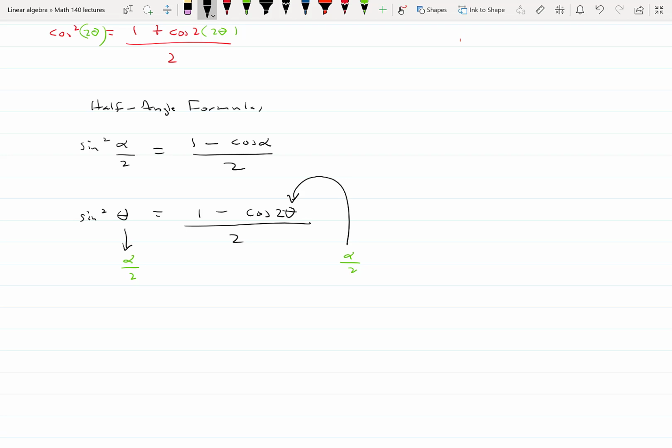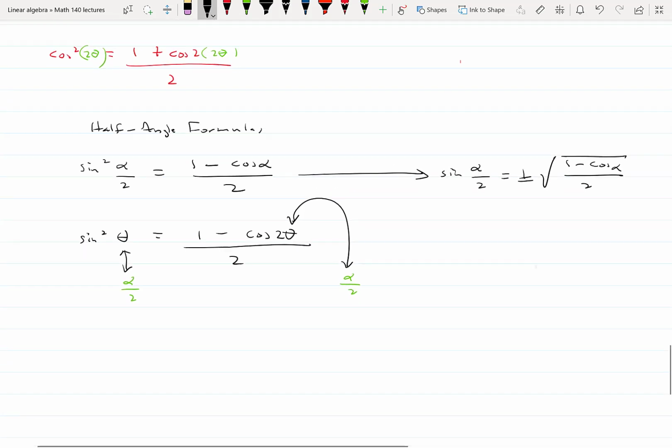And if you'll notice on the identity sheet, directly to the right of it, I have another formula. It's the same formula. If you take the square root of both sides, you have sine of alpha over 2 equals plus or minus the square root of 1 minus cosine of alpha over 2. So it's absolutely equivalent. There's nothing new in that formula. So it looks like there's a lot of information on that page, and there is, but it's information that's repeated over and over again, just in a slightly different form.